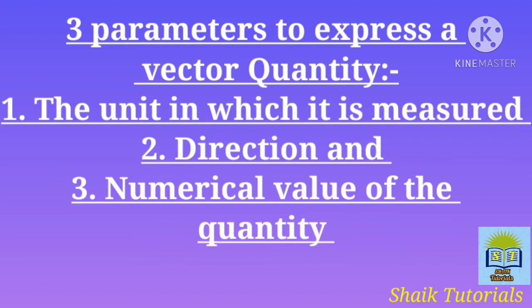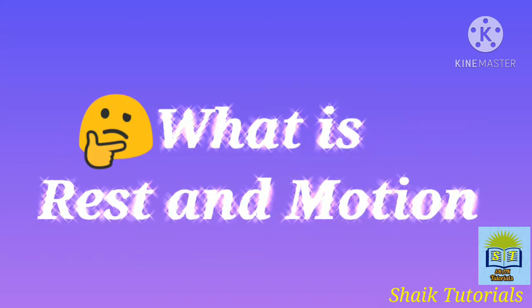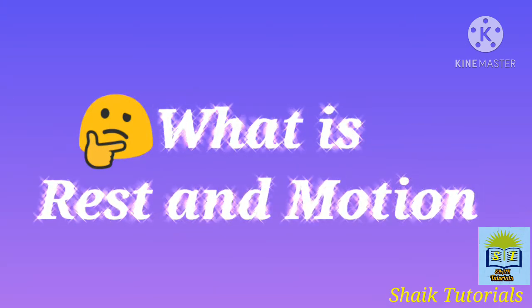For expressing a vector quantity, we need three parameters. First, the unit. Unit is the quantity in which it is measured, for example, length, mass, time, etc. Next, we need direction. Direction is the most important. And lastly, the numerical value of the quantity. Now, let us know what rest and motion mean.